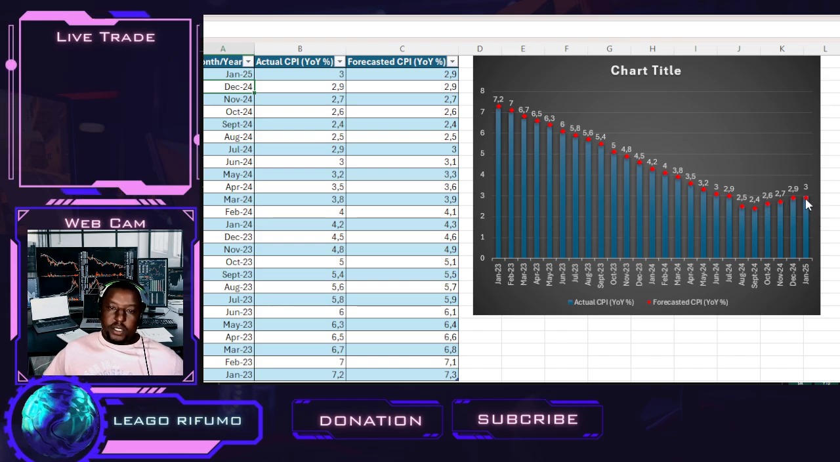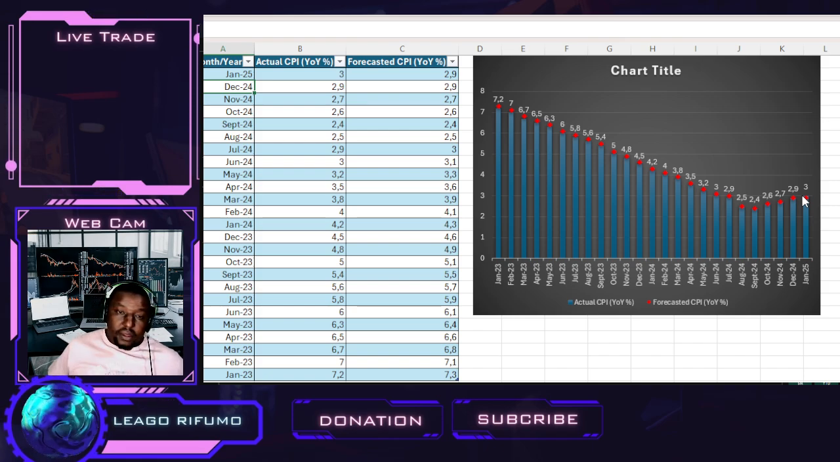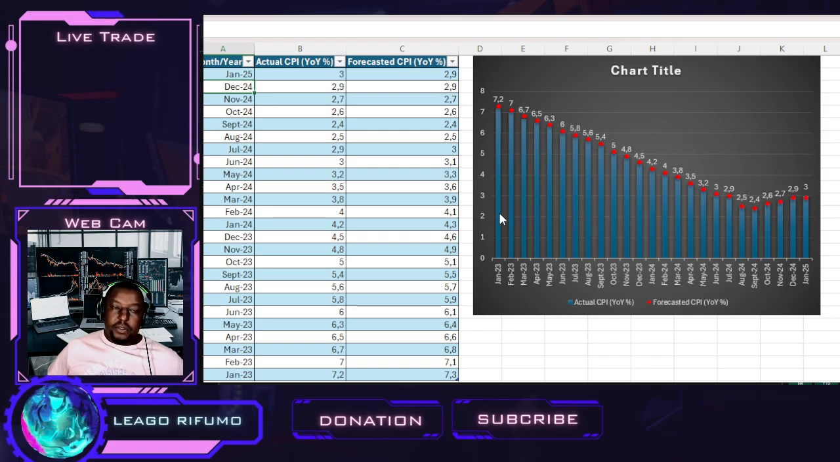We might see a lower CPI at 2.9 or 2.8 percent, which will be good because now we're starting to go back to the 2% target that they're always targeting. So remember, the target is 2%. We want to see CPI at 2%, not below 2%, but exactly at 2%. That's what the Fed is looking at.